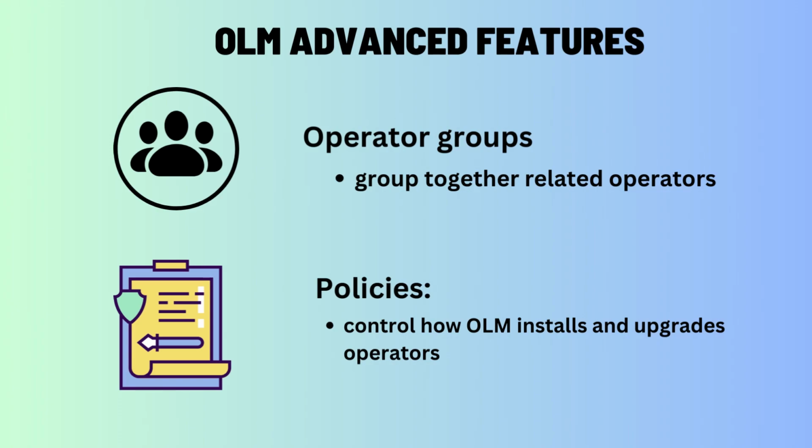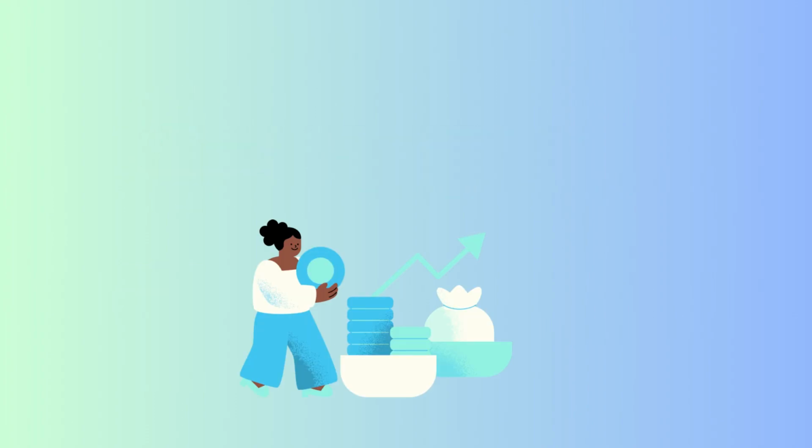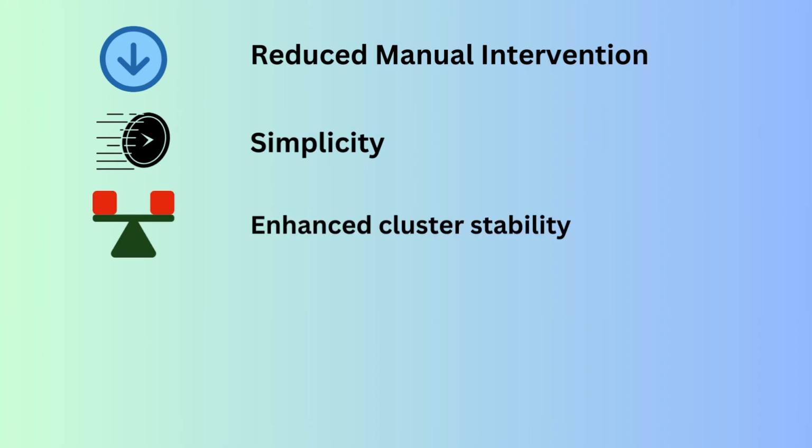There are a number of benefits to using OLM to install and upgrade operators, including reduced manual intervention. With OLM, the installation and upgrade process for operators can be automated, reducing the need for manual intervention and saving time and effort. Simplicity. OLM makes it easy to install and upgrade operators without having to worry about the dependencies and manually managing the upgrade process. Enhanced cluster stability. OLM ensures cluster stability by preventing conflicting operators from being installed and managing dependencies between operators and the platform.